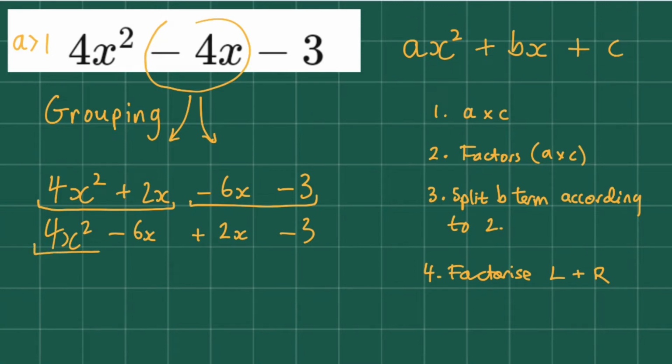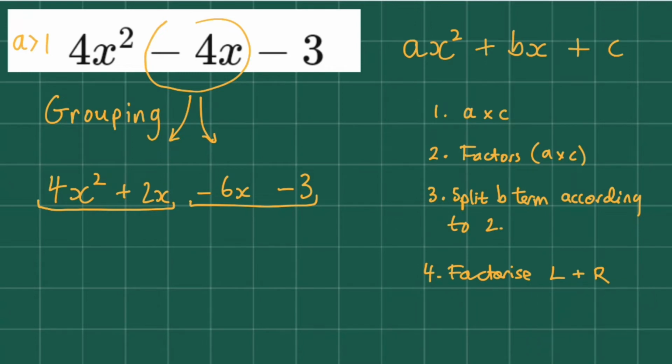Look at the bottom. Okay, fairly good. 4 and 6, we could still take out a 2 and an x. But if we look at the right-hand side, not very good. In this case, we don't have any common factors, so it wouldn't be a very good way to write that. So we're thinking ahead and we're going to write it this way round.